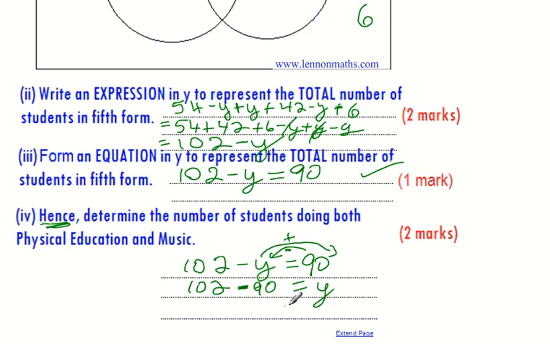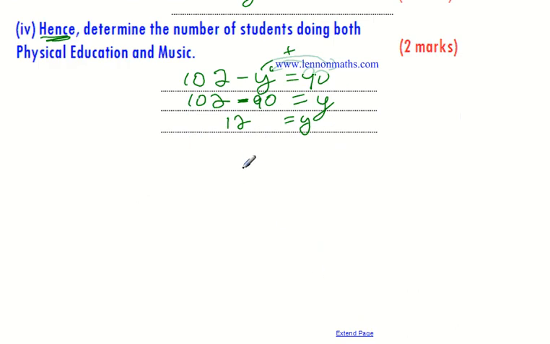Now we're going to have y equals 102 minus 90, which is actually equal to 12. And so we have just solved for y. So the number of students doing both physical education and music is equal to y, which is equal to 12.